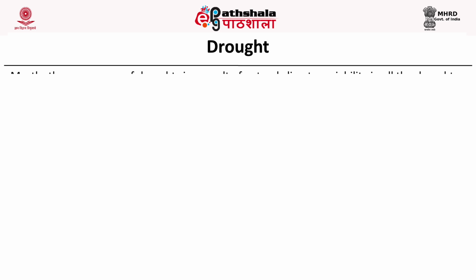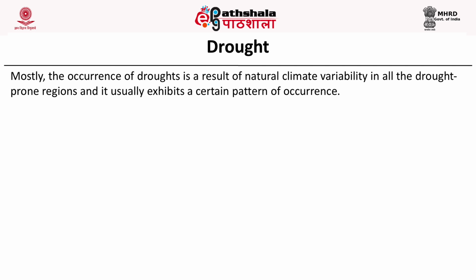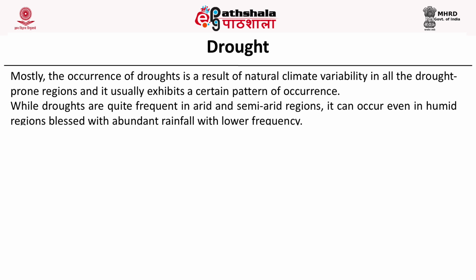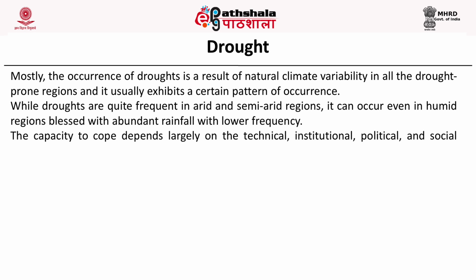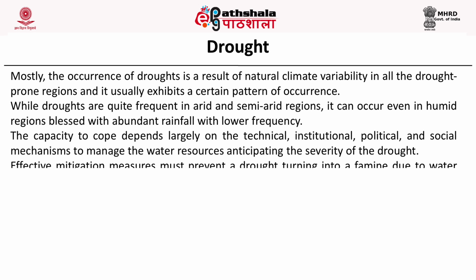Mostly, the occurrence of droughts is a result of natural climate variability in all the drought prone regions, and it usually exhibits a certain pattern of occurrence. While droughts are quite frequent in arid and semi-arid areas, they can occur even in humid regions blessed with abundant rainfall but with a lower frequency.